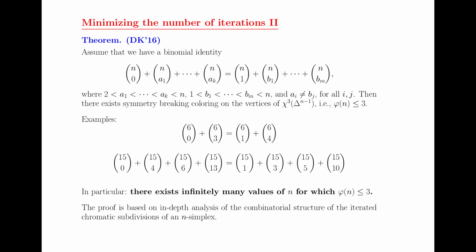Then I sum some binomial coefficients here, equal to a sum of others. The only condition is that I have n choose 0 on this side, and I don't have n choose 0 on that side. Here I have n choose 1, and I don't have any n choose n anywhere. Let me give you an example of a binomial identity. For example, 6 choose 0 plus 6 choose 3 is equal to 6 choose 1 plus 6 choose 4. You can check: 1 plus 20 is equal to 6 plus 15.